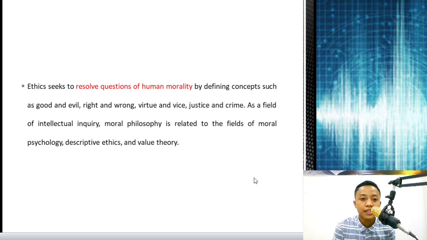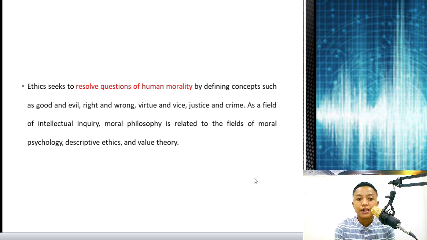Ethics seeks to resolve questions of human morality by defining concepts such as good and evil, right and wrong, virtue and vice, justice and crime. As a field of intellectual inquiry, moral philosophy is related to the field of moral psychology, descriptive ethics, and value theory. Ethics seeks to resolve questions of human morality.